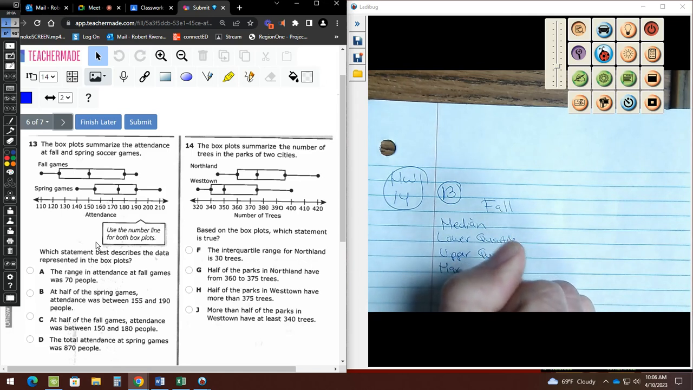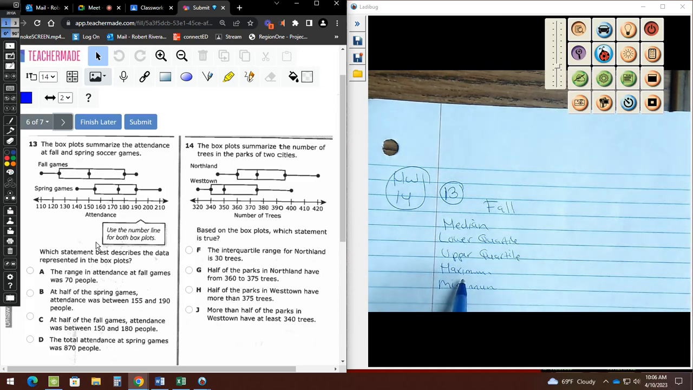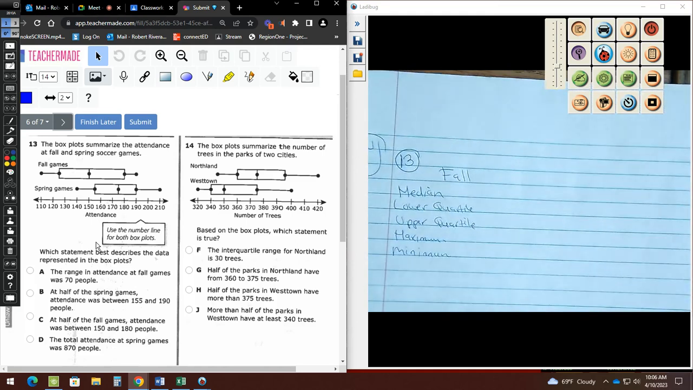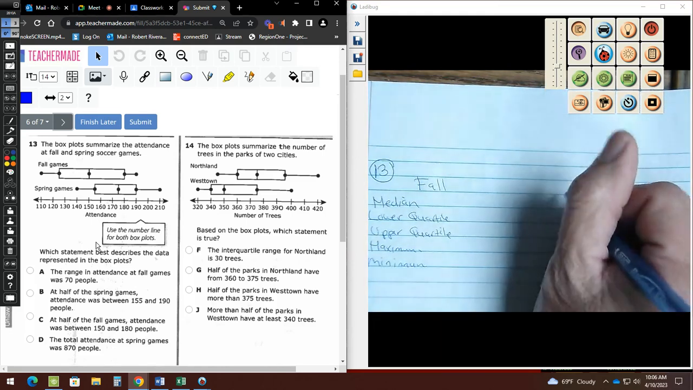Maximum es el más grandote, and minimum es el más chiquito. Don't forget that the maximum is sometimes called the upper extreme, and the minimum is sometimes called the lower extreme. So don't forget that they're called that sometimes. Okay? That's for fall.